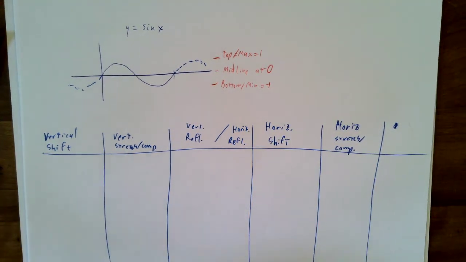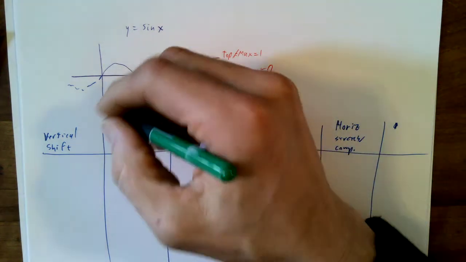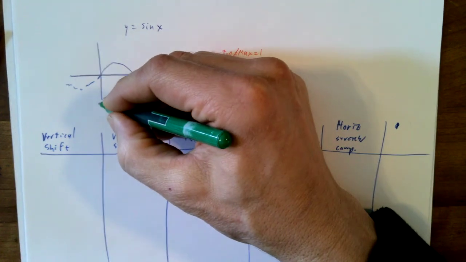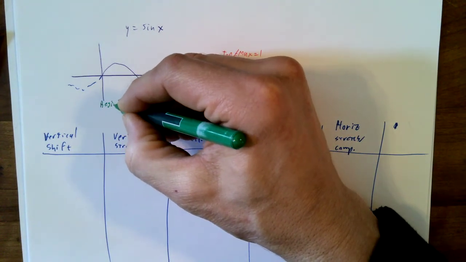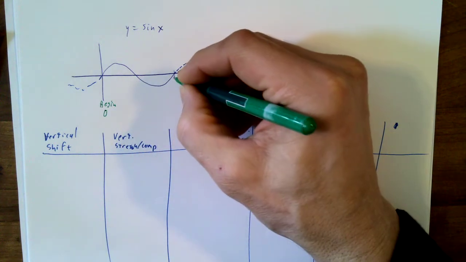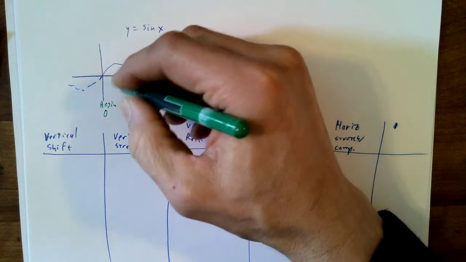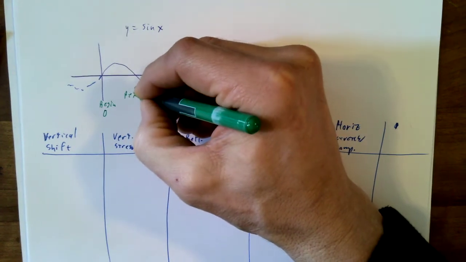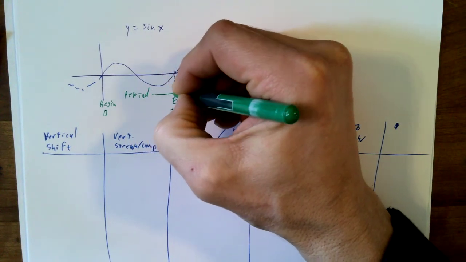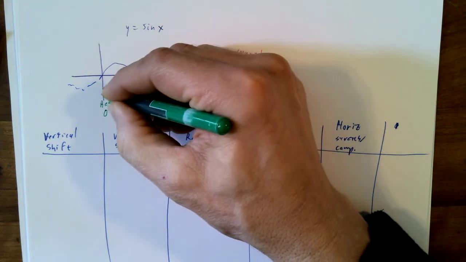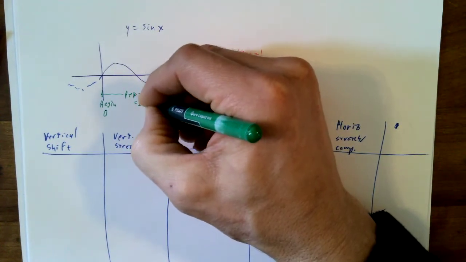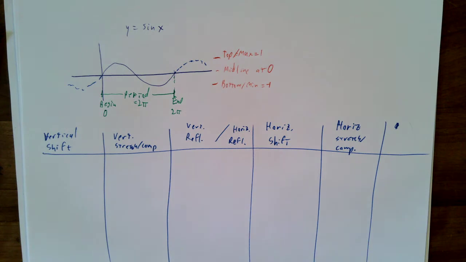And then there's your horizontal measurements that are important on this. Begin cycle at 0. End of one complete cycle is at 2 pi. And so the period is the difference between those, how far that is across there. For the base function is 2 pi. We're going to think about how those change if we do transformations of this thing.